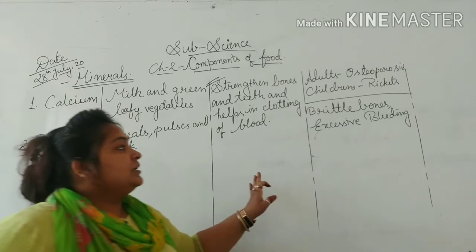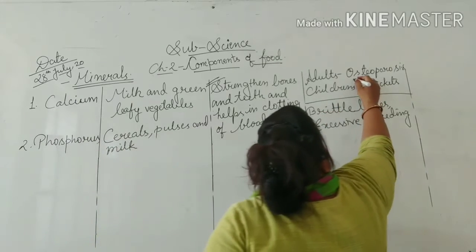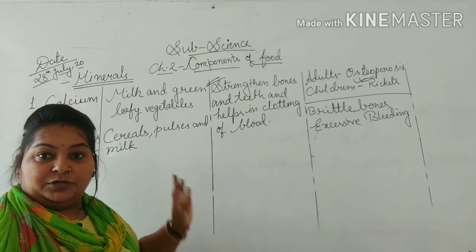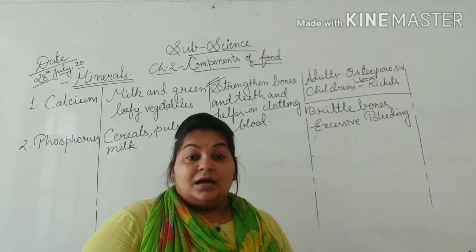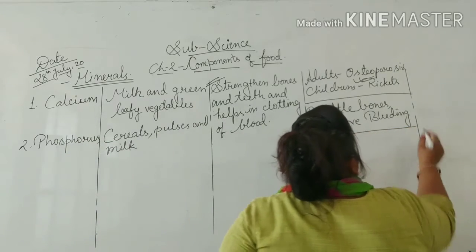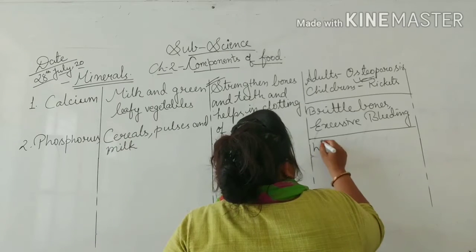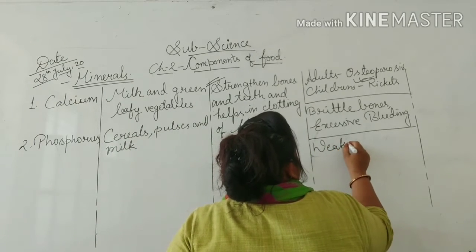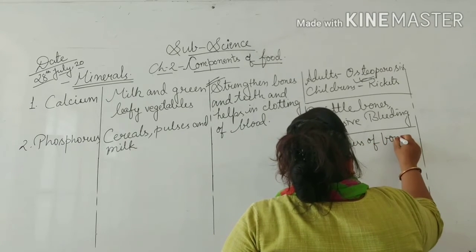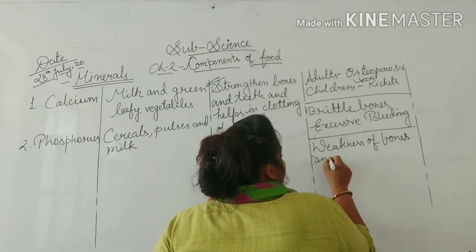Okay. Now what is the disease caused? That is the same. Rickets is caused also due to the deficiency of phosphorus. Now what are the symptoms we can see? That is weakness of bones and poor development.